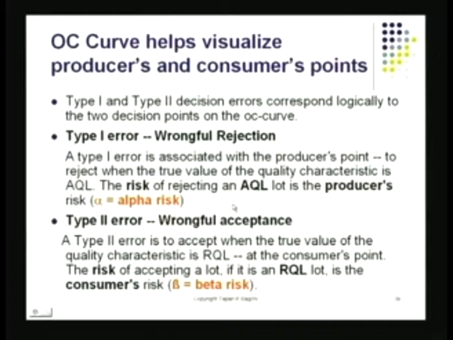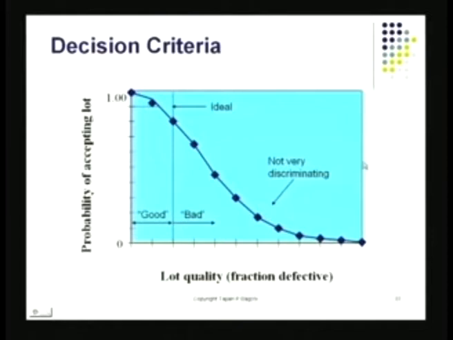So there are these two types of risks involved: wrongful rejection, and the fraction of lots that I reject at the AQL level, that is equal to alpha, and wrongful acceptance of poor lots. Poor lots are of quality RQL. That quantity is supposed to be beta. I should not exceed alpha in rejecting good lots, and I should not exceed beta in accepting what we call bad lots, which are near RQL level.